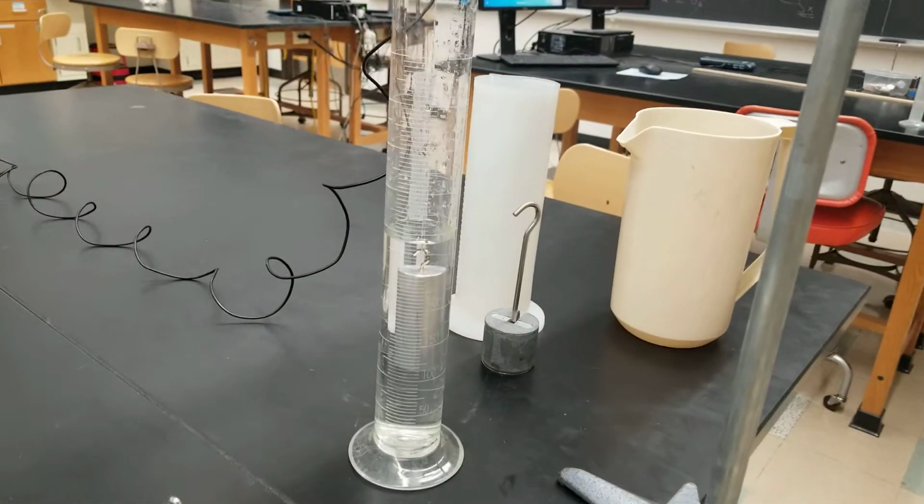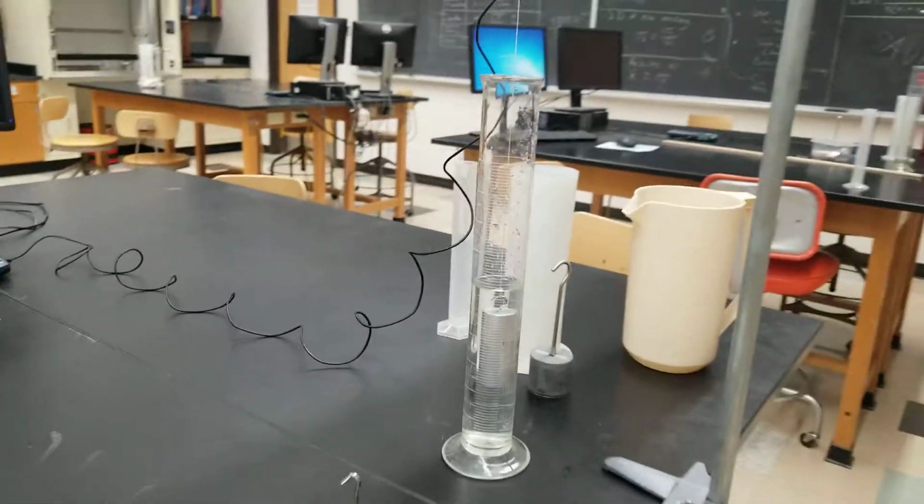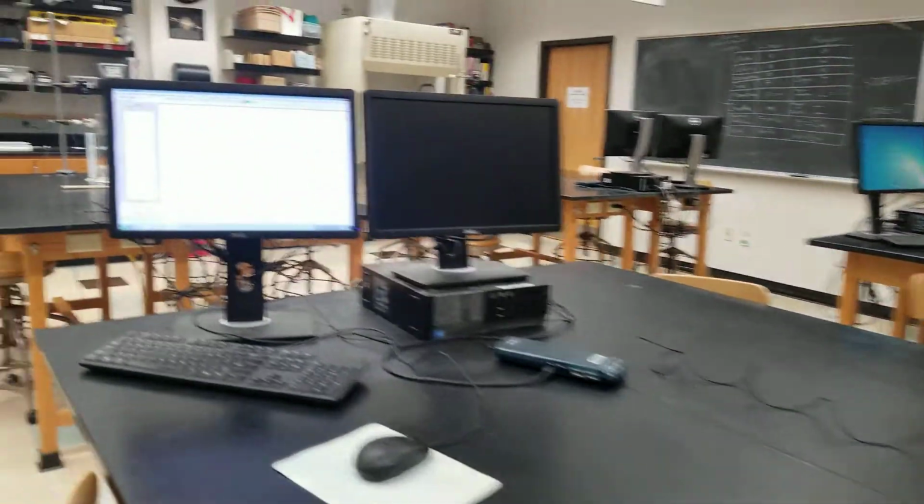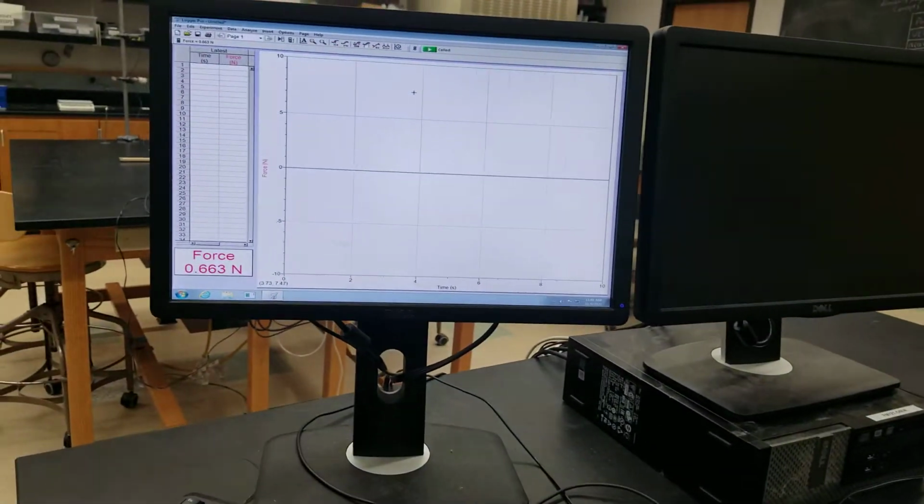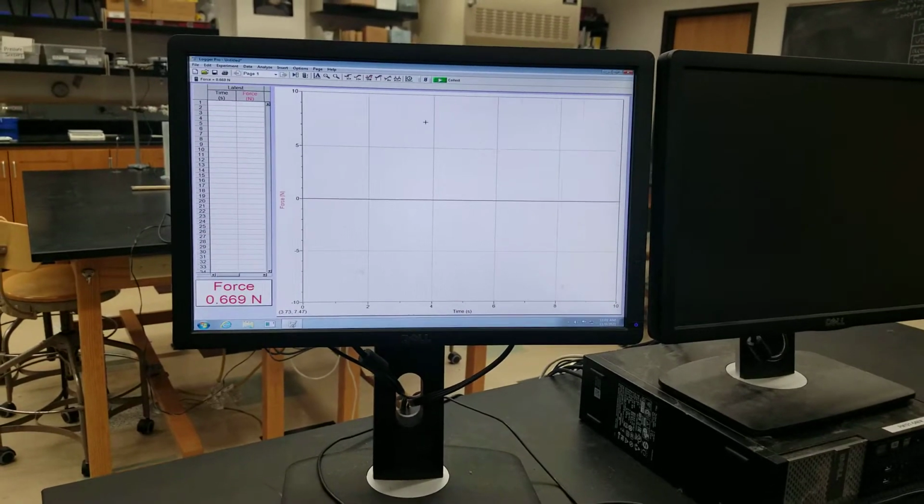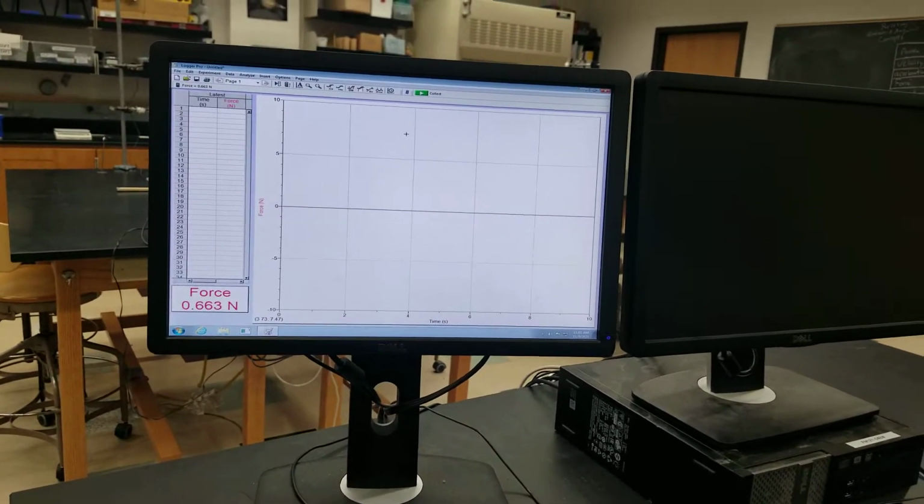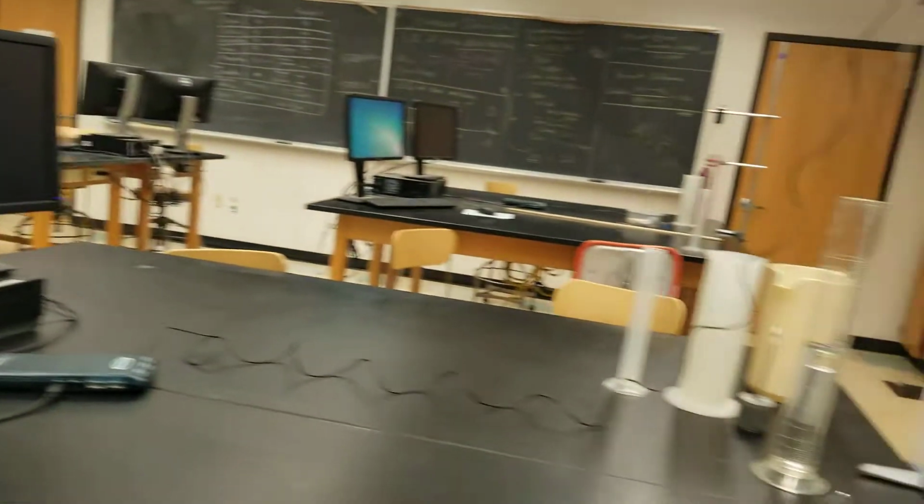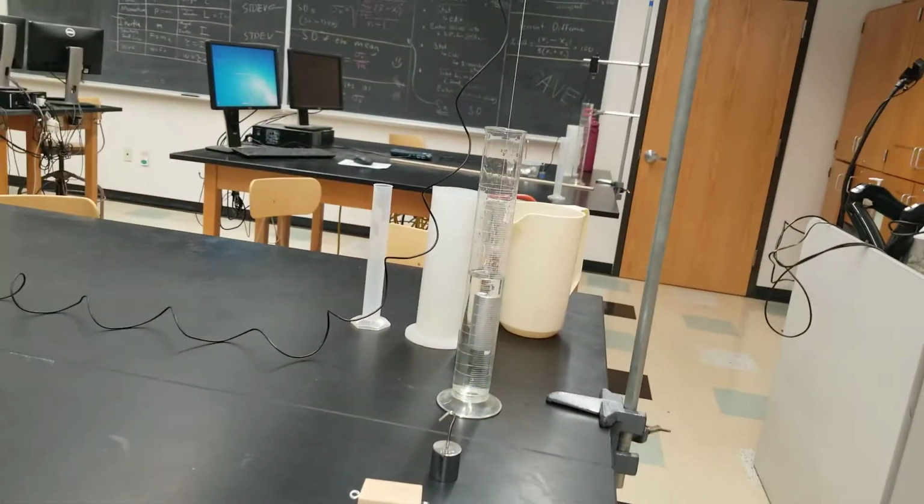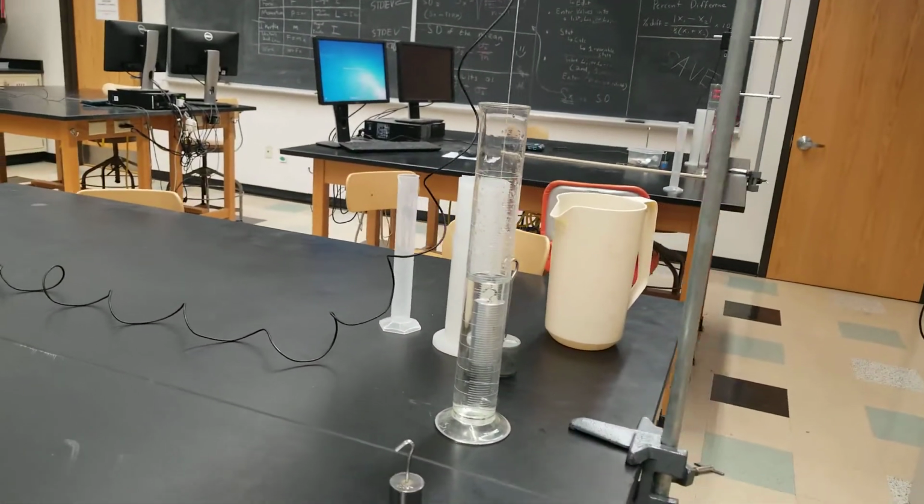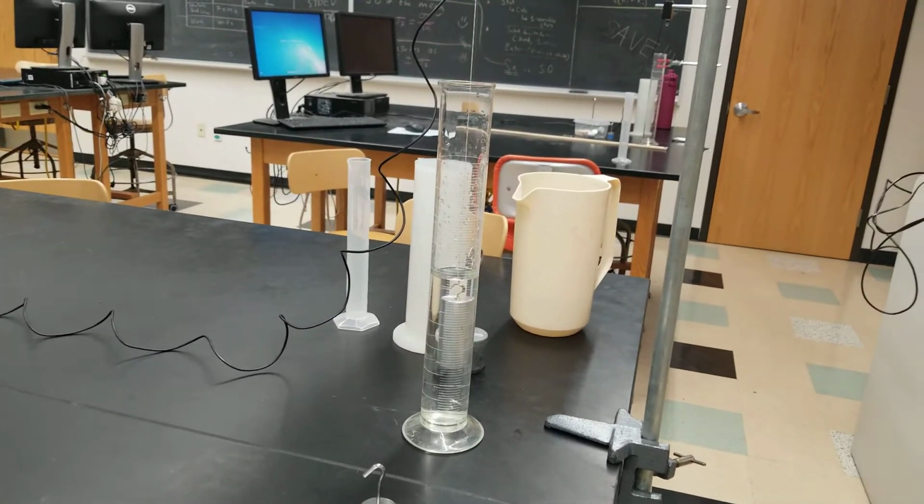Now the cylinder is fully submerged in water. Let's read the weight this time. Now it's 0.663. You can see the weight is obviously much less than the weight when it's outside. And the difference, that's because of the buoyant force from water.